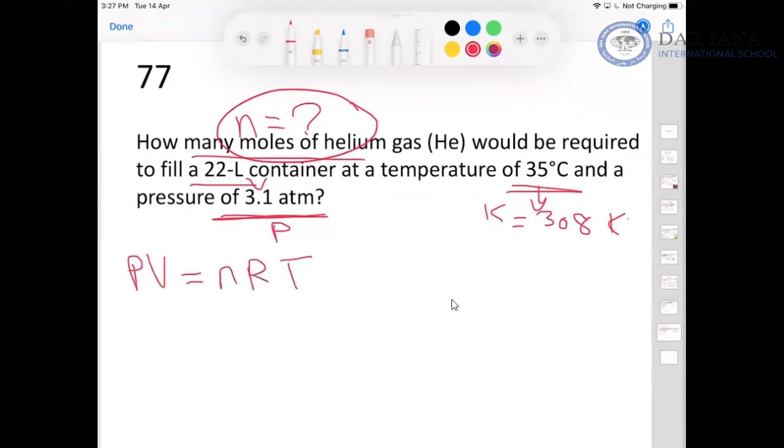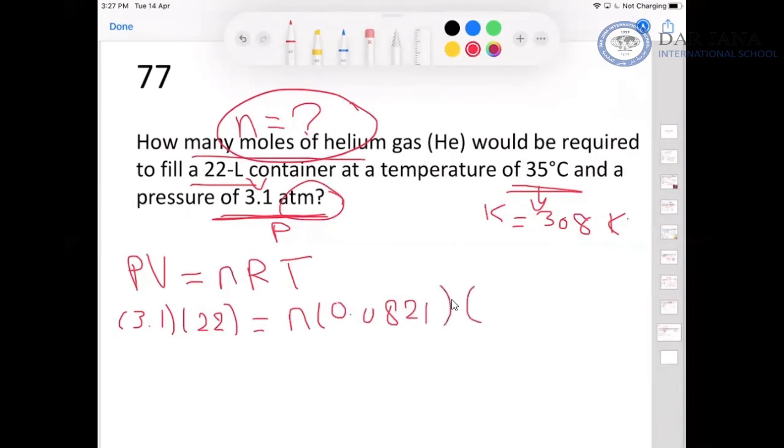And again, you just have to substitute the values. The pressure is 3.1. The volume is 22. In this formula, the volume should be in liters, okay? The mole is the unknown. Again, since the pressure is in atmosphere, the R will be 0.0821. And the temperature in Kelvin is 308. And then you will solve for n, and n will be 2.69 moles.